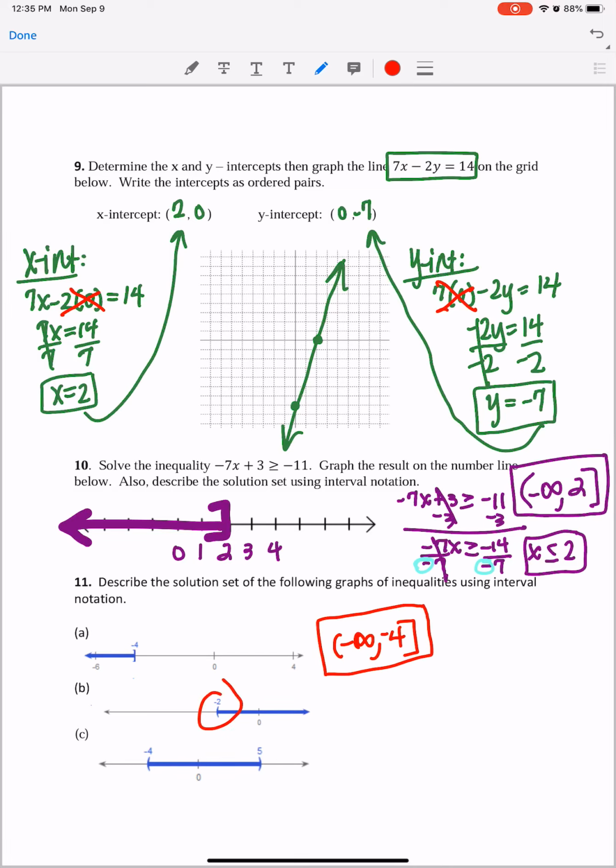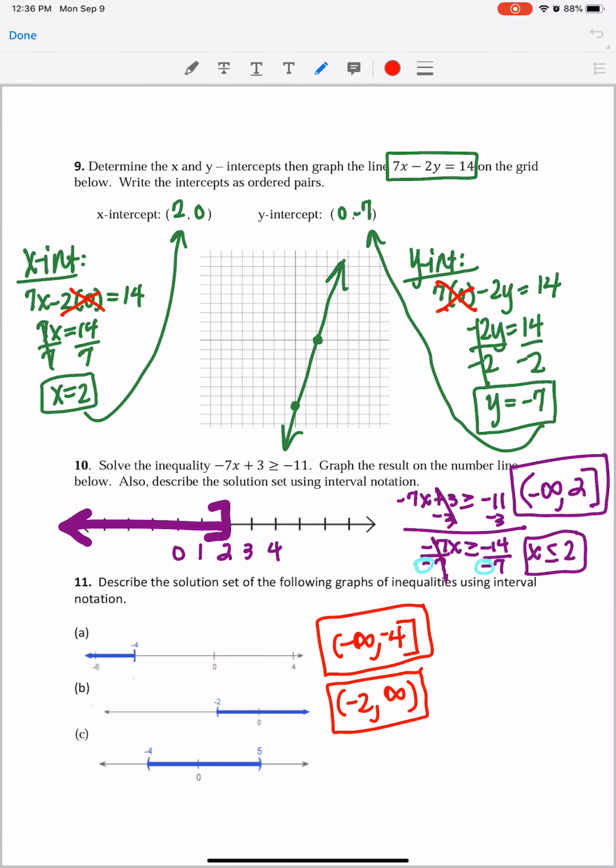Okay, this one starts at negative 2 with a parenthesis, so negative 2 parenthesis, but then this one's pointing to the infinity sign, and infinity again always gets a parenthesis. And just so you are aware, anytime you have a negative infinity, it's always going to come first. If you ever have a positive infinity, it's always going to come second, every single time.